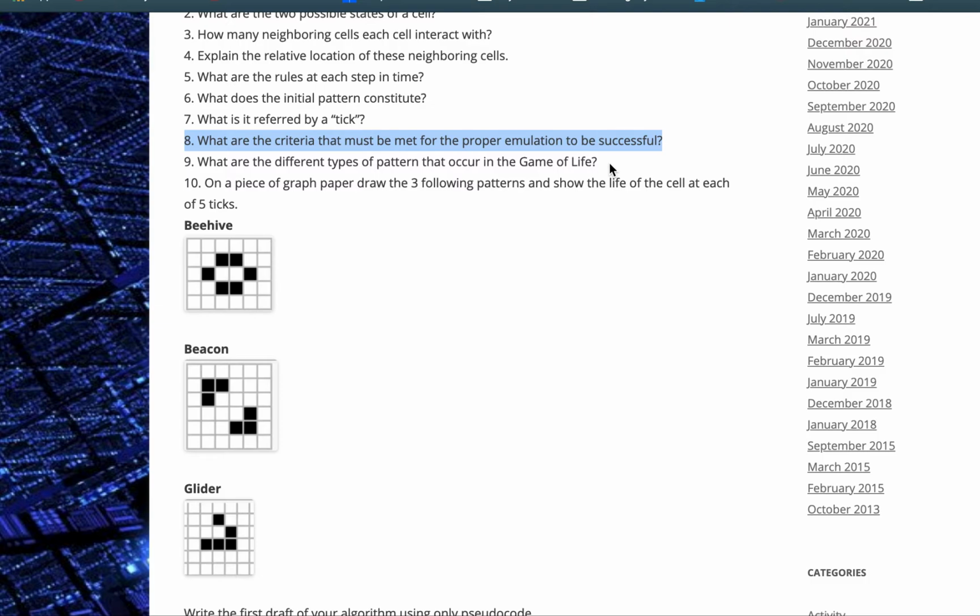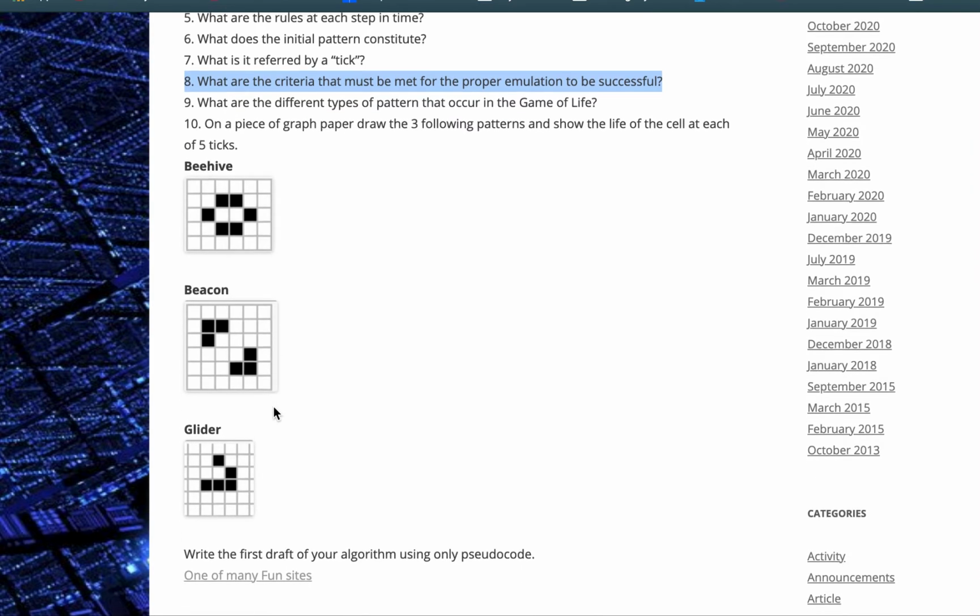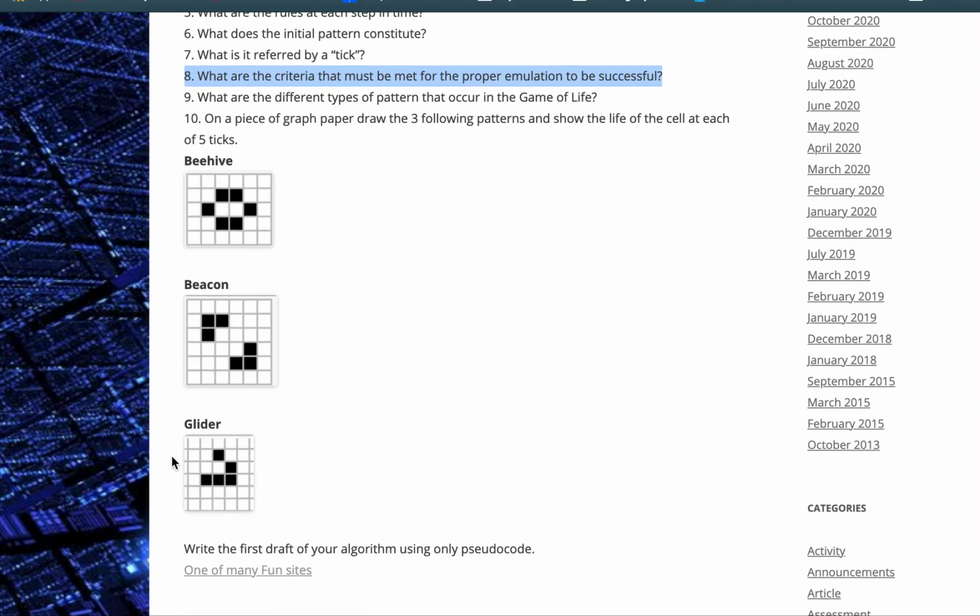What are the different types of patterns that occur in the game of life? Some of you gave me the names like beehive, beacon, glider, but those are not really the types of patterns. They belong to each of the patterns. The beehive is an example of the still life pattern. The beacon is an example of the oscillating pattern seed. And then the glider represents a spaceship pattern. That's another seed also. All of them return to the same cycle. They don't turn into something different. There are other seeds in which that will happen.